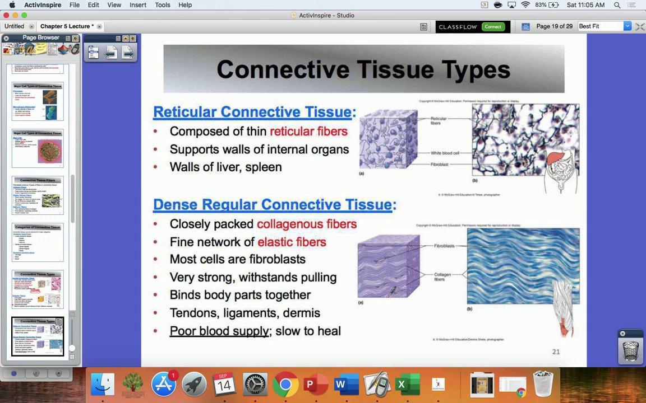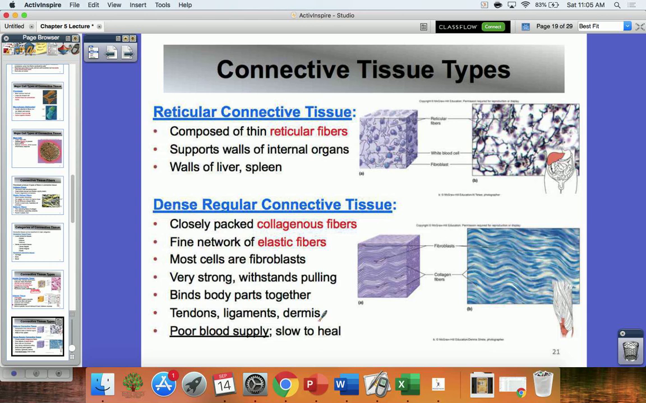But it has a lot of collagenous fibers, or that collagen, and also a little small network of those elastic fibers as well. Very, very strong because it has so much collagen and is that dense connective tissue. Remember, we said that these collagen fibers are going to be found in places that need to be very, very strong, like the tendons and ligaments. We also find this in the dermis. And the dermis is the second layer of skin.